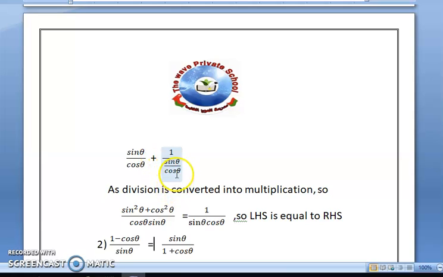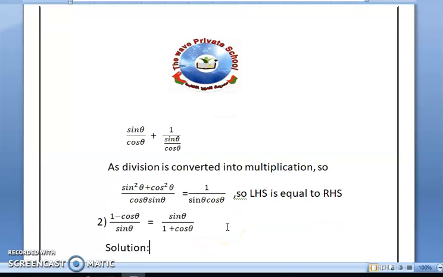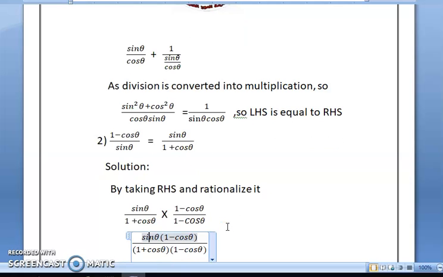As we know, division is converted into multiplication, so it becomes cos theta over sin theta. In the last step, we take the LCM, and by taking the LCM we get cos square theta plus sin square theta over sin theta cos theta. So cos square theta plus sin square theta is equal to 1, giving 1 over sin theta cos theta. No matter in the multiplication of sin theta and cos theta, we can write cos sin or sin cos. It's not a problem. So the left hand side is equal to the right hand side.